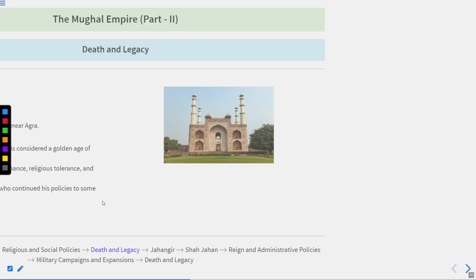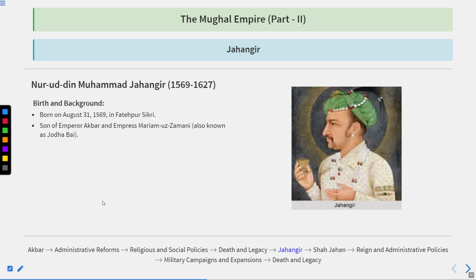Let's start Jahangir. Jahangir, who was also known as Nuruddin Muhammad Jahangir, was born in 1569 and died in 1627. So Jahangir was born on August 31, 1569 in Fatehpur Sikri Fort, son of Emperor Akbar, and his mother was Maryam Uz Zamani, who was also known as Jodhabai, a Rajput princess. Clear?